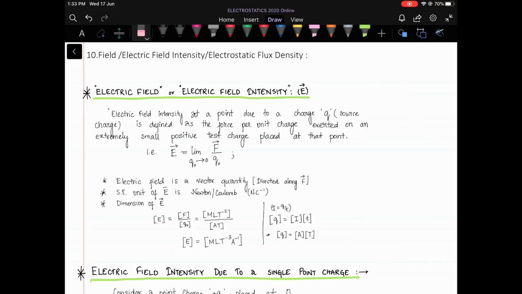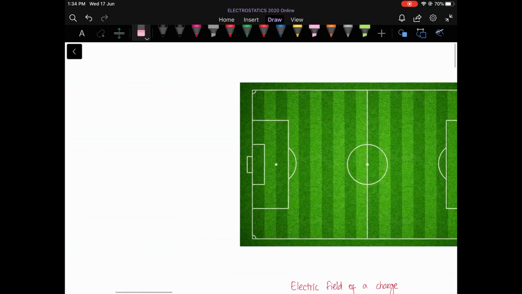Next, we have a very important topic, which is your electric field. You're going to see we are going to learn something called electric field intensity, another name of which is electric flux density. Let's try to have a basic idea of what is a field.